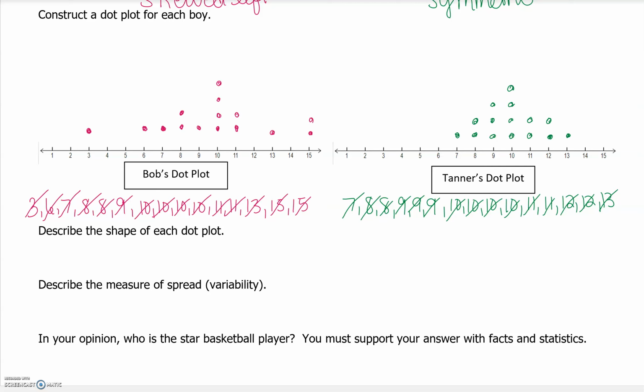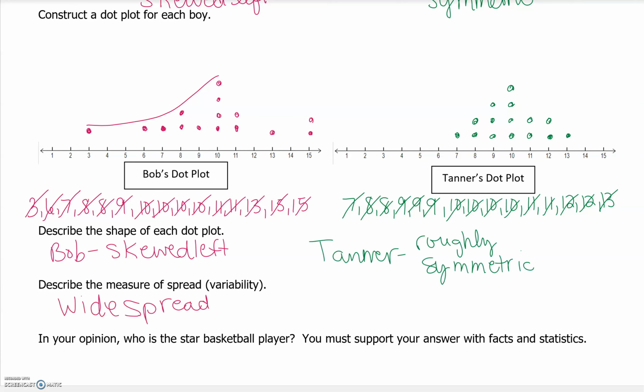Okay, looking at Bob's dot plot, how would we describe the shape of it? Well, notice again there is that outlier there. Since there's an outlier on the left, I can describe the shape for Bob as, again, skewed left. Okay, now let's look at Tanner's. Tanner's dot plot looks roughly symmetric. It has more of a bell shape. Remember, as long as the shape is approximately the same on both sides, you can say the shape is symmetric.